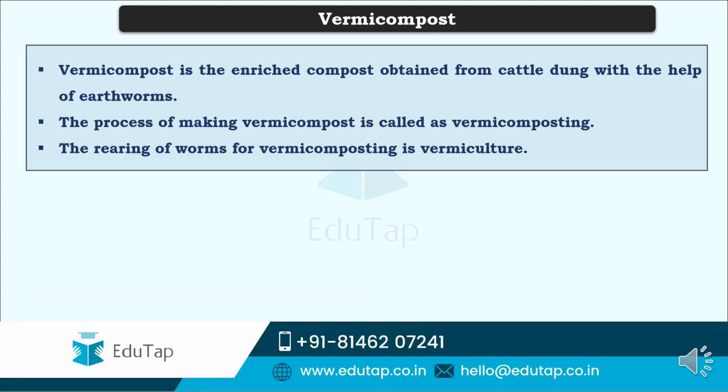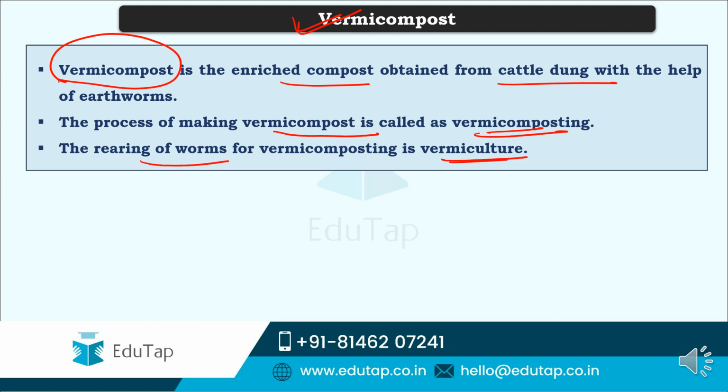So friends, what exactly is this vermicompost? Preparing compost with the help of earthworms or any other worms that are used for composting, that process is called vermicompost. It is an enriched compost obtained from cattle dung and farm waste with the help of earthworms. The process of making vermicompost is called vermicomposting, and the rearing of worms for vermicomposting is called vermiculture.